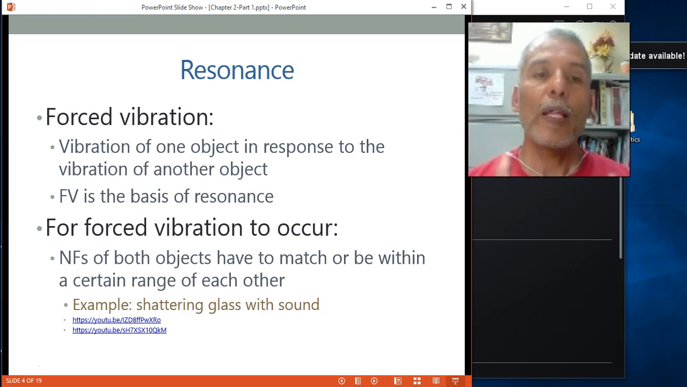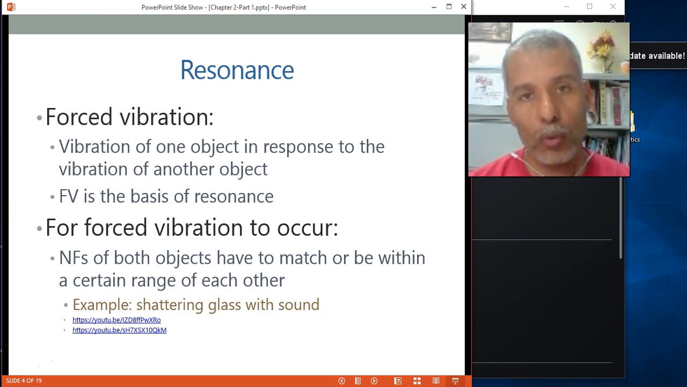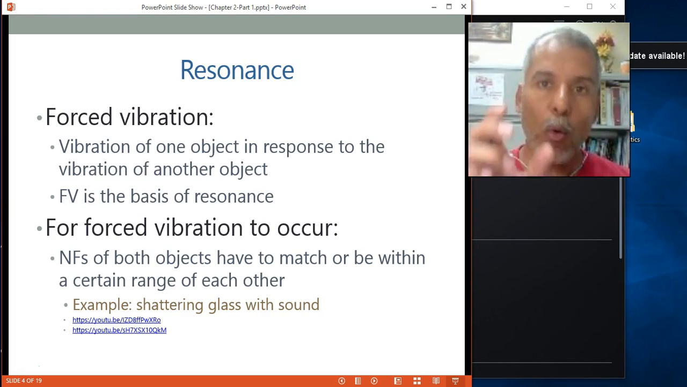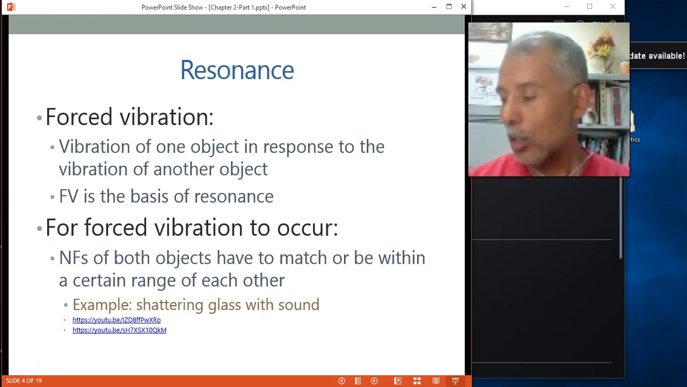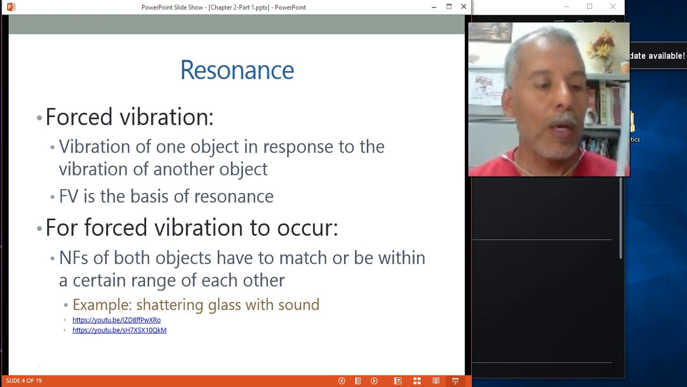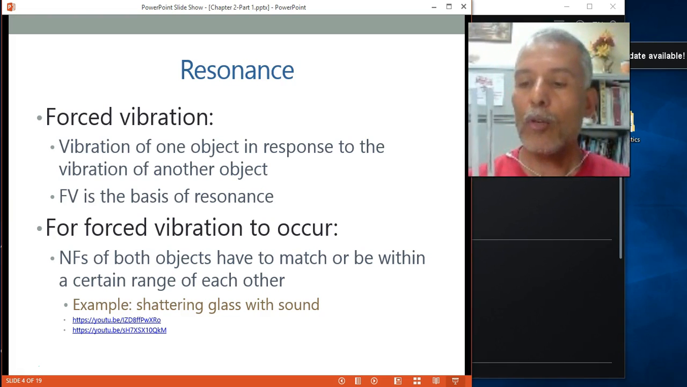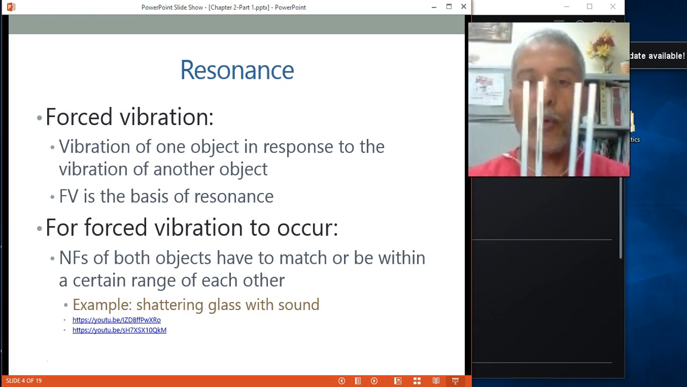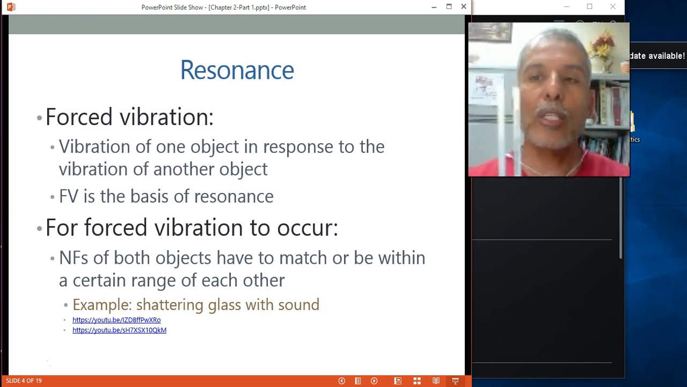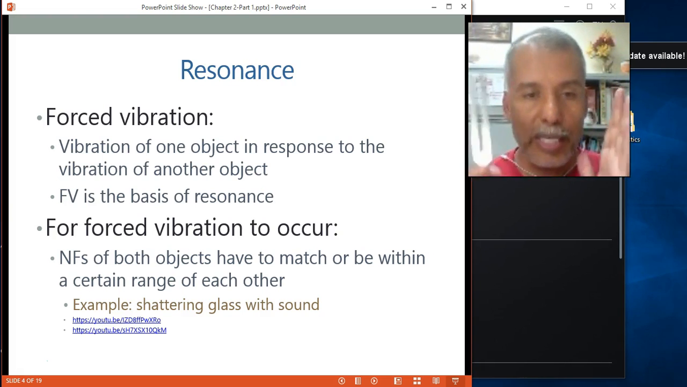So the forced vibration, again, in order for it to occur, the natural frequency of both objects has to match each other, or they have to come close. So if I have a tuning fork that's 320, and the other tuning fork is 320, if I hit this and put it next to that, I get the maximum response from this. I get the loudest resonant frequency because they match perfectly.